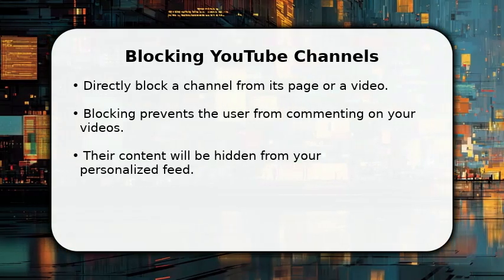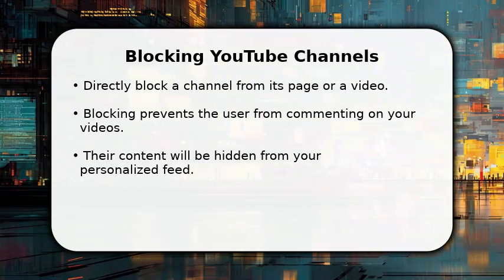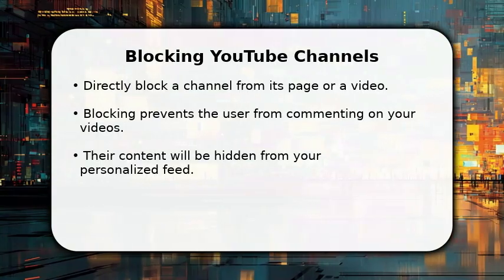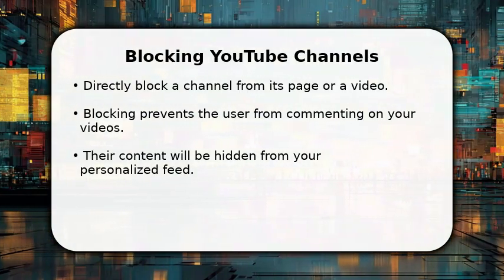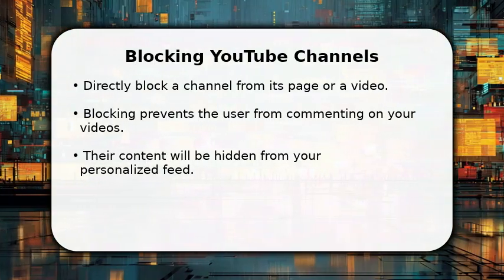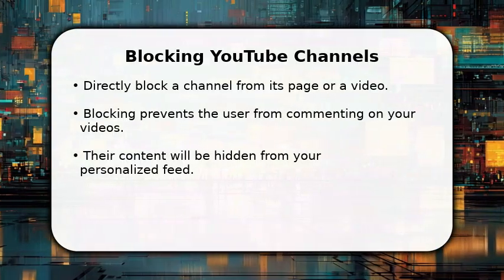In this video, I will explain how to block YouTube channels. First, navigate to the channel you wish to block. You can do this by clicking on their channel name from a video or search result. Once on their channel page, look for the About tab or the 3 vertical dots next to their name. Clicking these will reveal an option to block user.